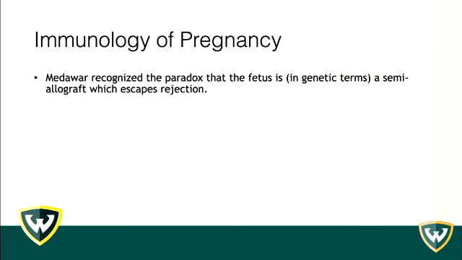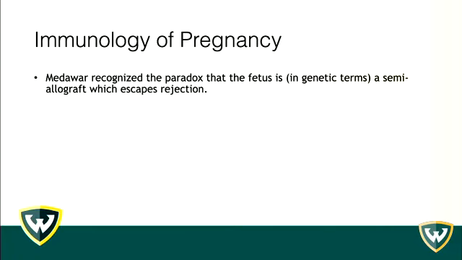The concept of immunological tolerance was introduced more than 50 years ago by a transplant immunologist, Sir Medawar. Sir Medawar recognized the paradox that the fetus, in genetic terms, is a semi-allograft that escapes rejection. What it means is that the baby is made of 50% paternal antigens, and those paternal antigens, when implanted, are recognized by the maternal immune system.